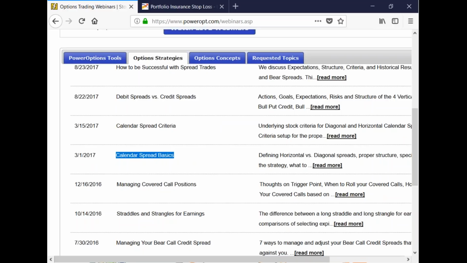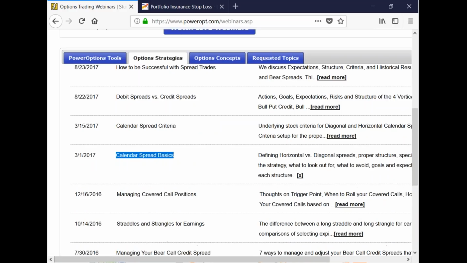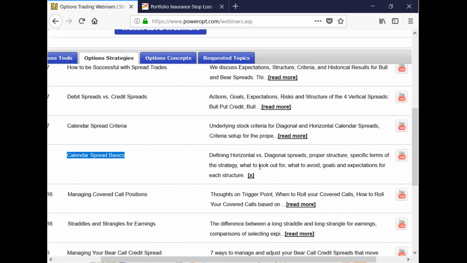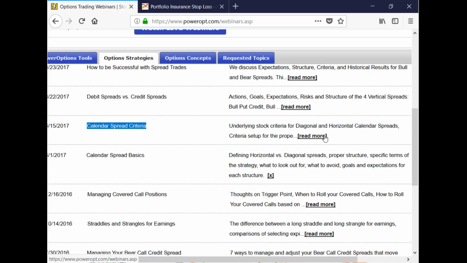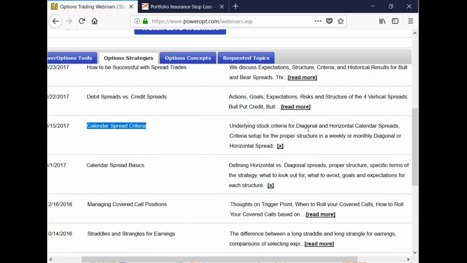But we also have a full presentation on the calendar spread basics, defining horizontals versus diagonals, proper structure, specific terms for the strategy, what to look out for, what to avoid, goals and expectations for the horizontal or for the diagonal. And after that, there's a full presentation on calendar spread criteria, underlying stock criteria one might use for a diagonal or horizontal. They are different. It's a different structure. You almost want to look for something different. We'll take a look at that in a moment. Criteria to set up the proper structure in a weekly or monthly diagonal or horizontal spread.